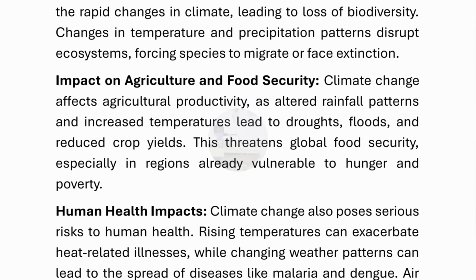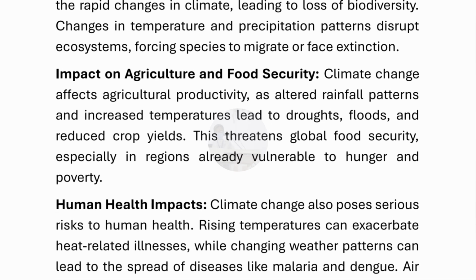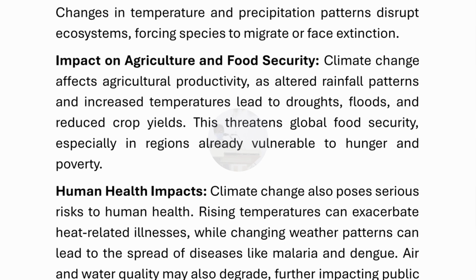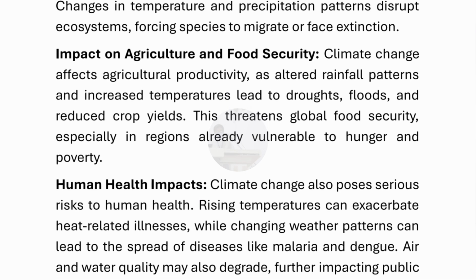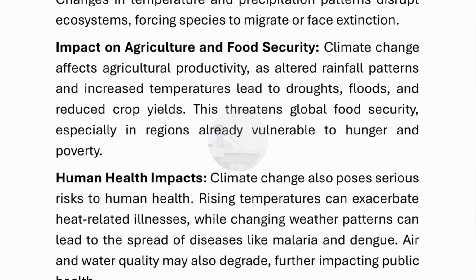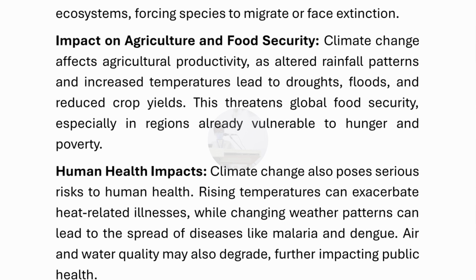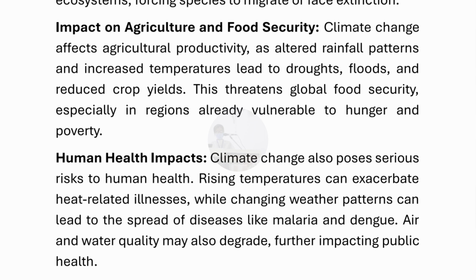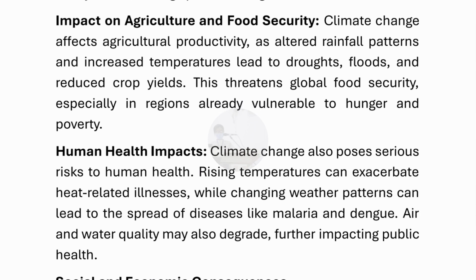Impact on agriculture and food security. Climate change affects agricultural productivity, as altered rainfall patterns and increased temperatures lead to droughts, floods, and reduced crop yields. This threatens global food security, especially in regions already vulnerable to hunger and poverty.